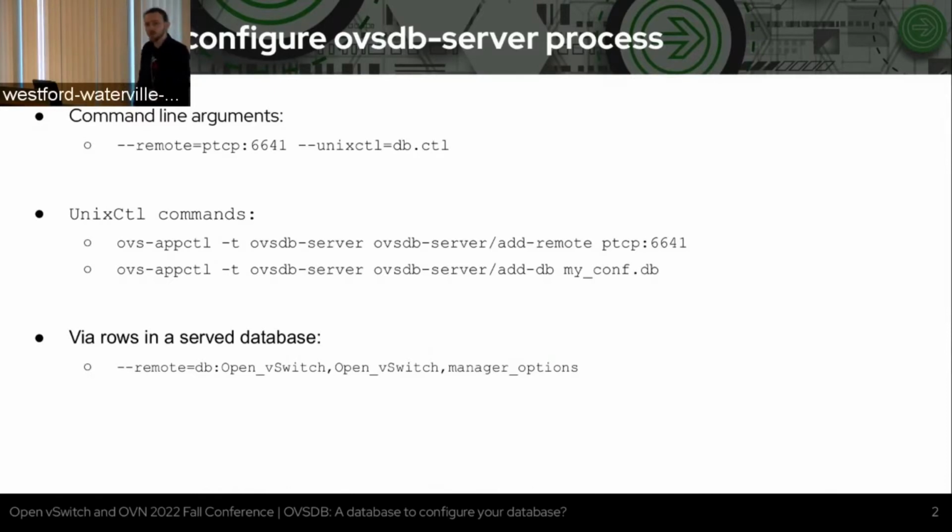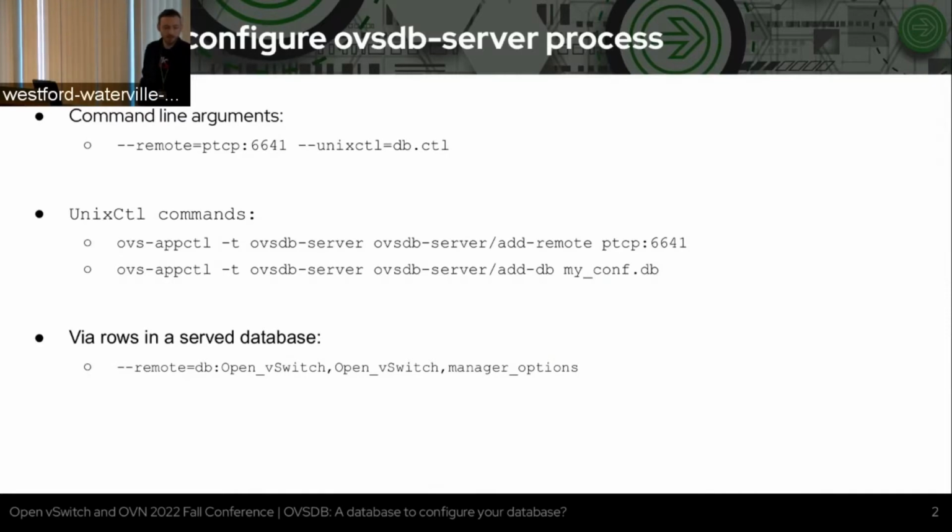Another common way for OVS library-based daemons is configuration through Unix control sockets. You may issue commands with ovs-appctl or ovn-appctl and stuff like that. You may do pretty much similar things. You can add a new database to the database server. You can change remotes. You can set some other configuration for database.